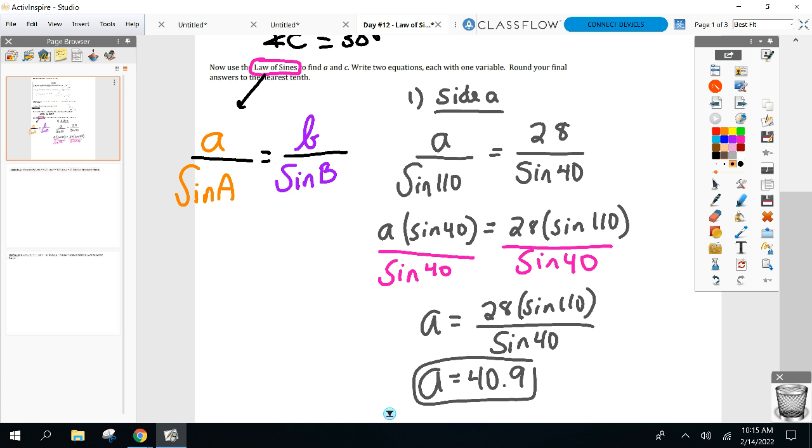Where are we going? I didn't solve this. This triangle's not solved yet. What do I still need to do? Need to find C, right? Come on, we haven't solved this triangle yet. We got to solve for C now.